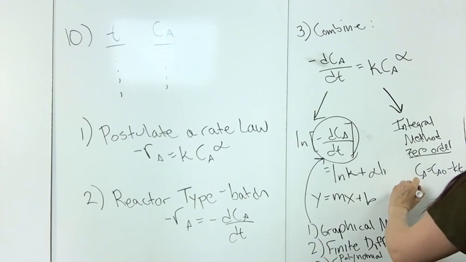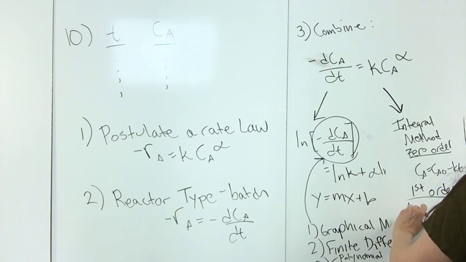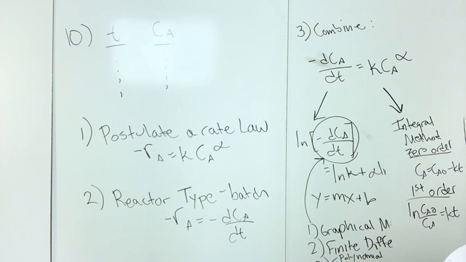So if you chose, say, first order, you would get an equation that looks like the natural log of Ca naught over Ca is equal to Kt. And then there's also one for second order. So then what you do is you plot this.